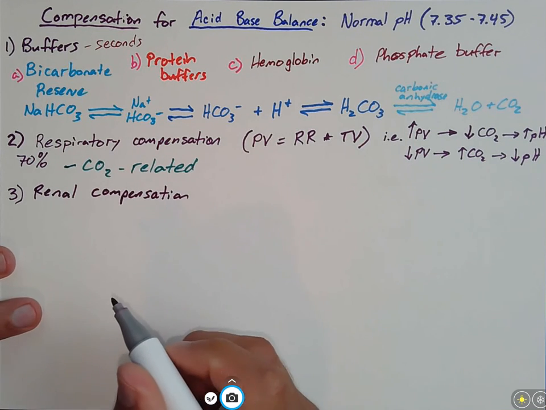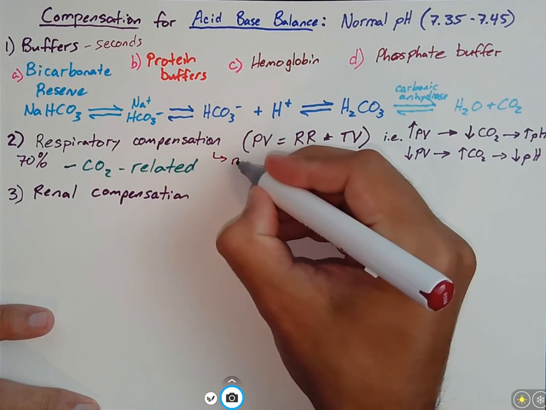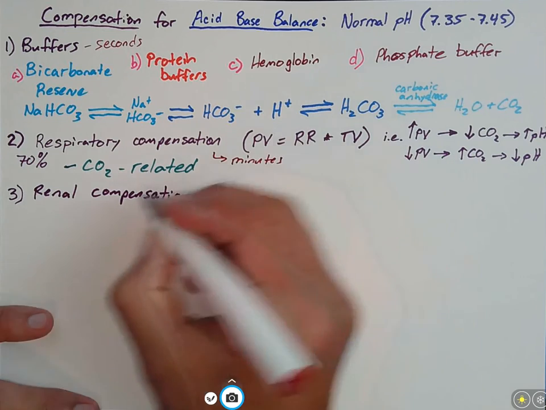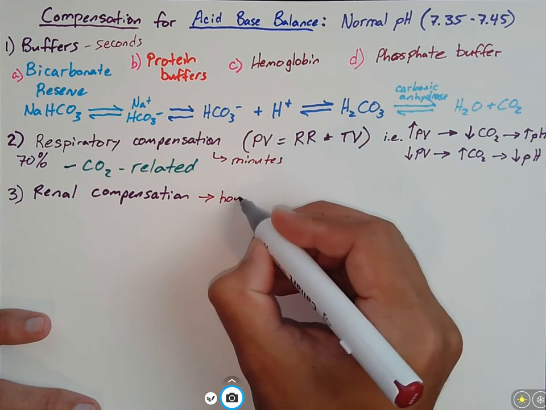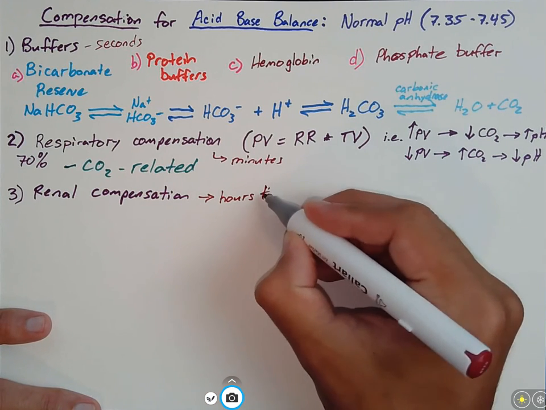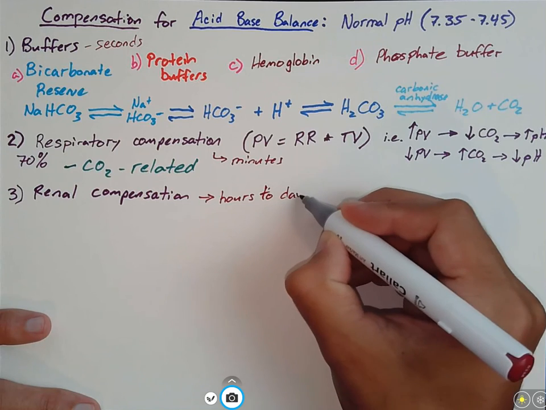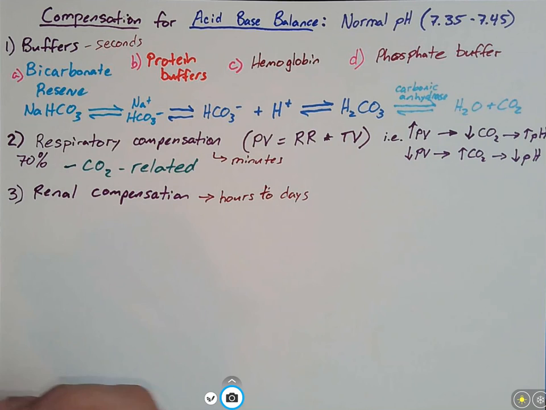And renal compensation can take a lot of time. Respiratory system, we're talking minutes, I believe is what I said, right? This is fixing things in minutes. The renal compensation can take hours or days. So we're going to be dealing with renal compensation for a much longer period of time after the original acute problem. Renal compensation is going to last for a long, long time.